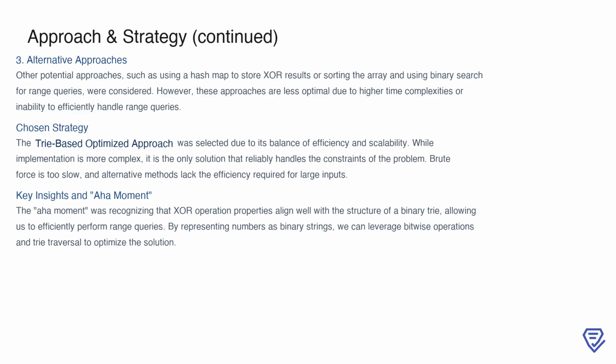After evaluating these options, the tree-based optimized approach emerged as the clear choice due to its ability to balance efficiency and scalability. Although it is more complex to implement compared to brute force or simpler alternatives, it is the only approach that meets the problem's constraints and performs well even with larger inputs. The breakthrough insight here was recognizing that the properties of XOR align naturally with the structure of a binary tree, enabling efficient range queries. By representing numbers as binary strings and leveraging bitwise operations during tree traversal, we can achieve the desired efficiency while keeping the solution scalable.